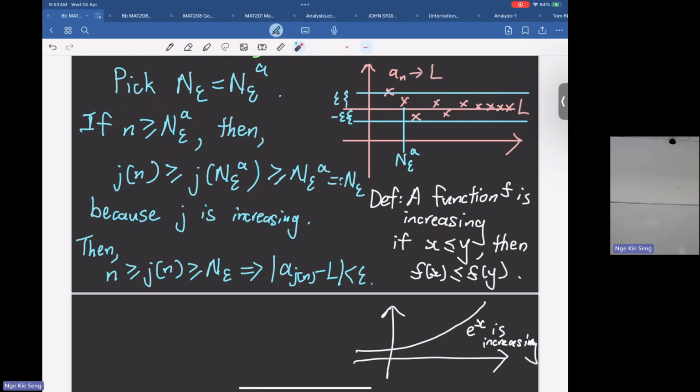What are you talking about? Am I doing something wrong here? I think I need to change this n here. This is Jn. Okay, let me see.